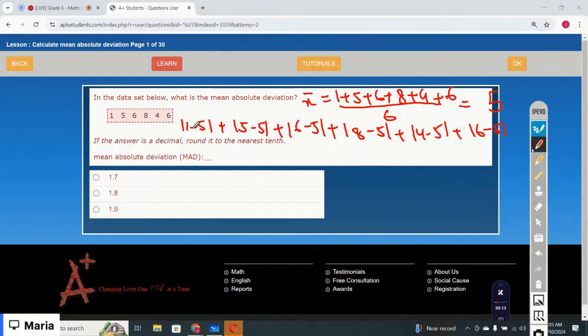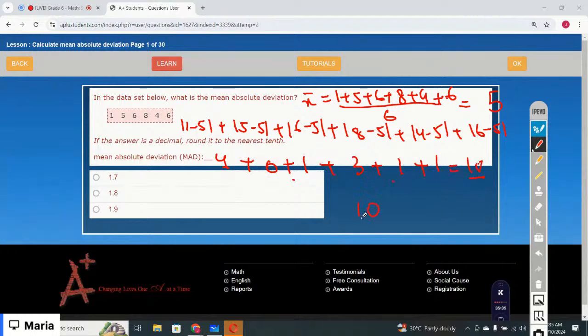1 minus 5 is negative 4, but you are calculating the absolute values. The answer is positive 4. Then 5 minus 5 is 0, 6 minus 5 is 1, 8 minus 5 is 3, 4 minus 5 is 1, and 6 minus 5 is 1. So add 4, 5, 6, 7, 8, 9, 10.